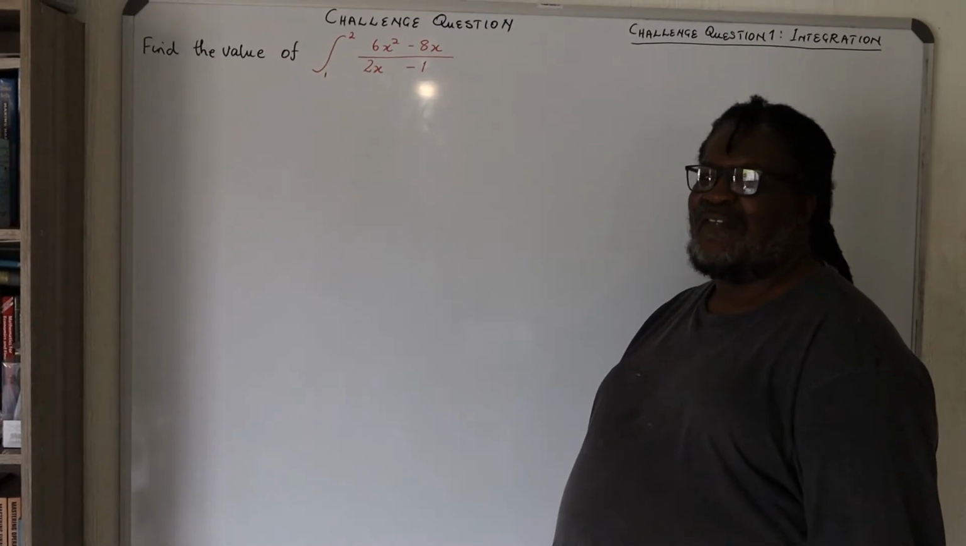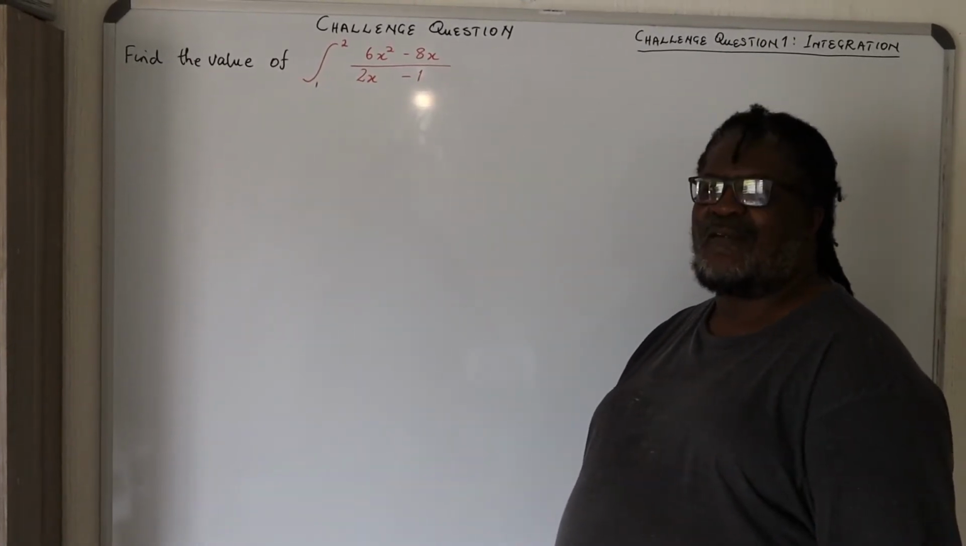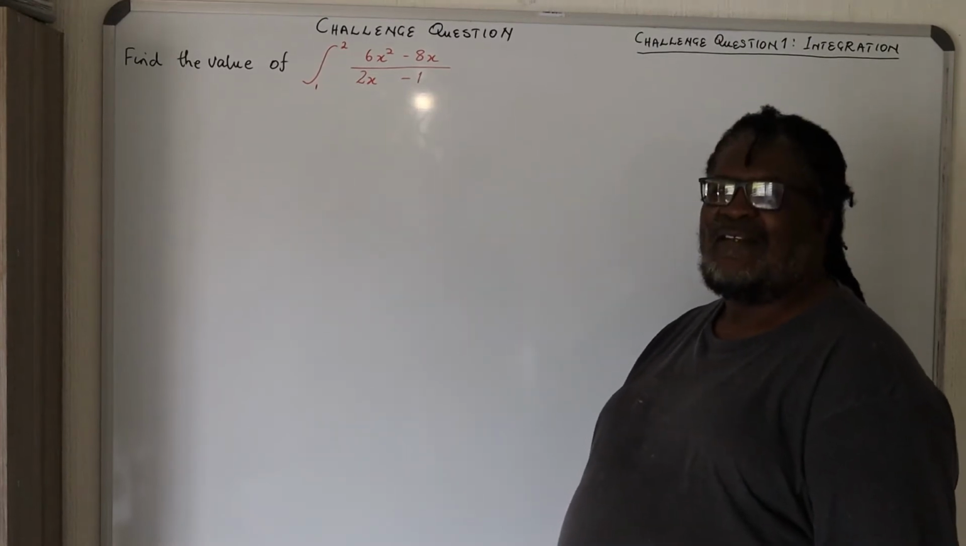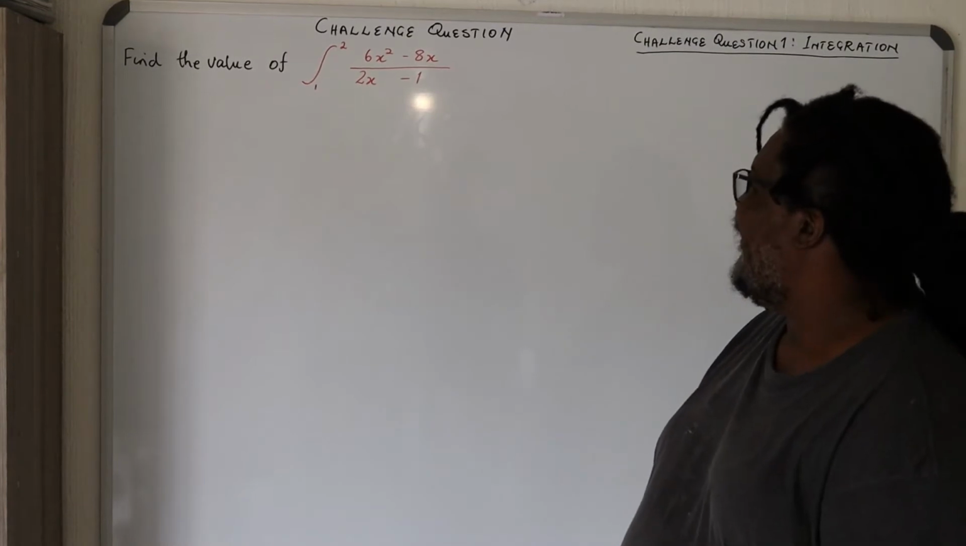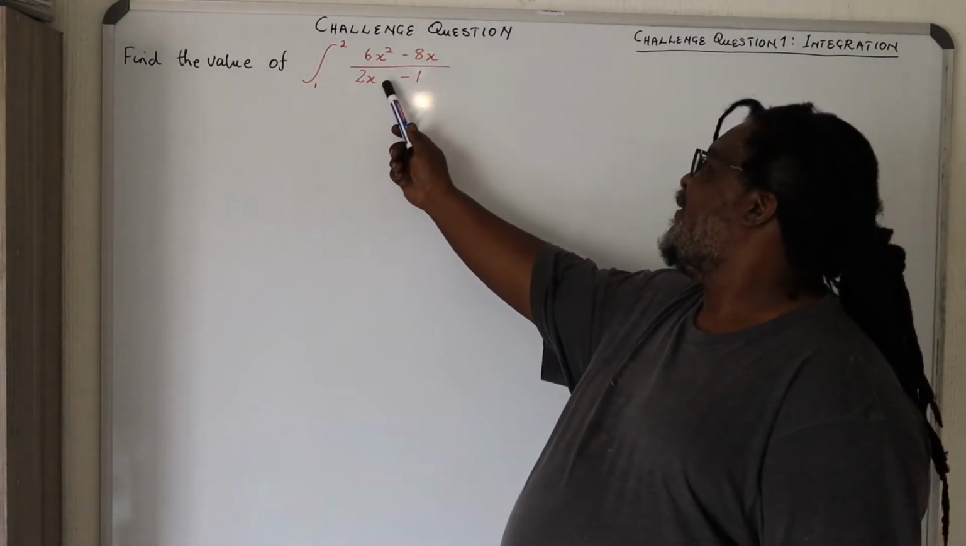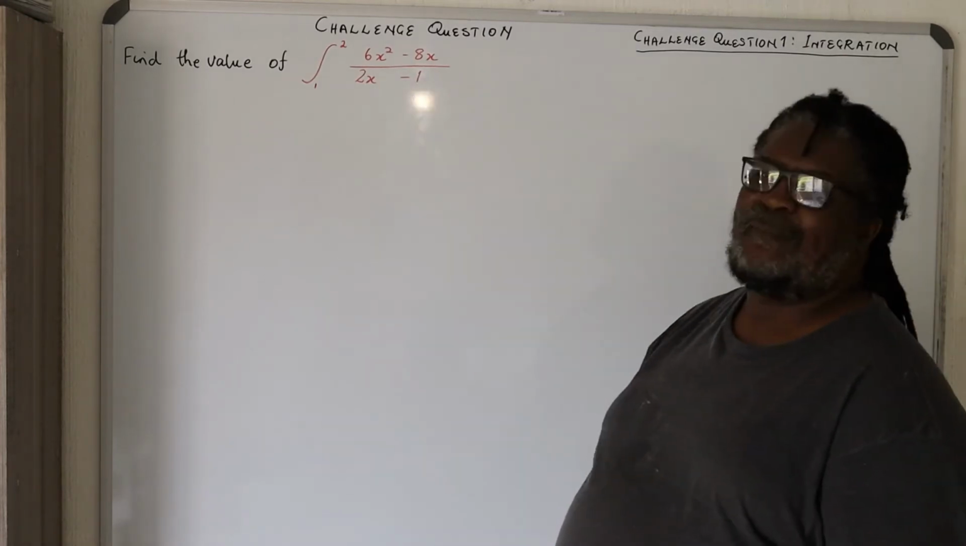Today we have got a very simple and compact, not simple but rather compact question. It was sent to me by a colleague as a challenge question, and the question is: integrate from 1 to 2, 6x squared minus 8x all divided by 2x minus 1.